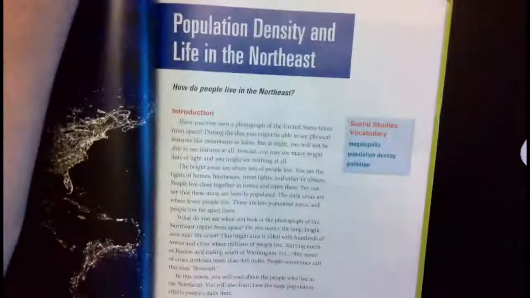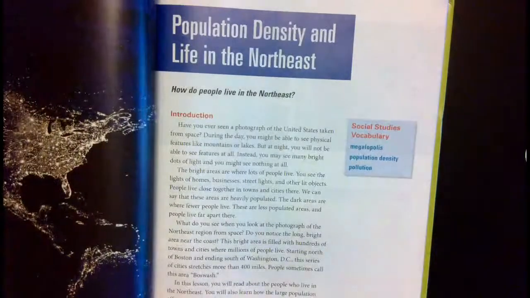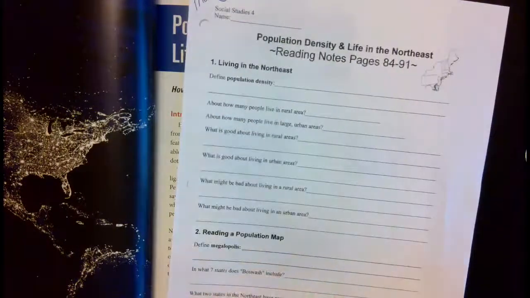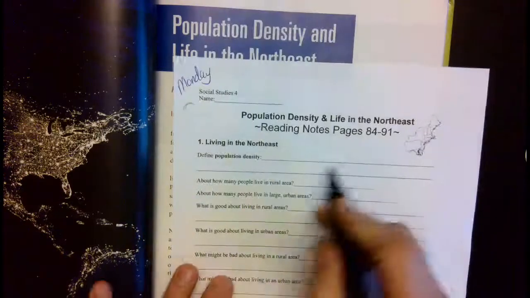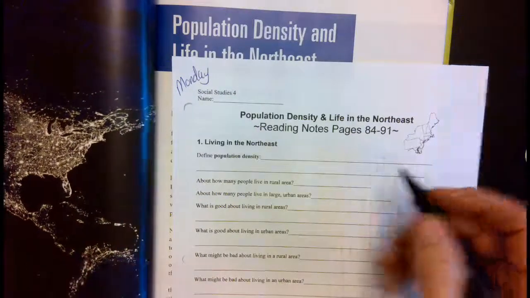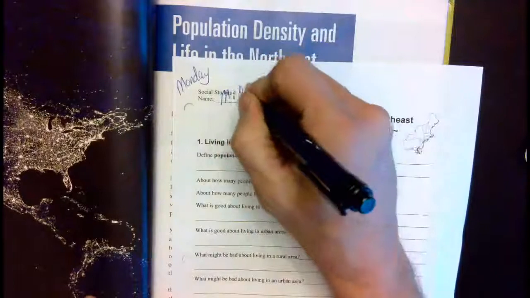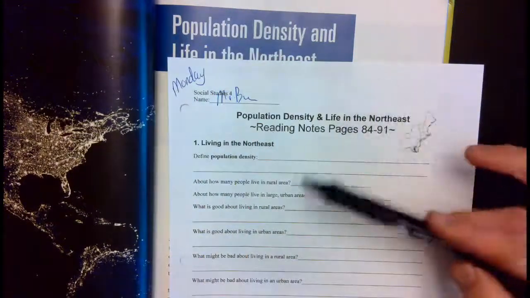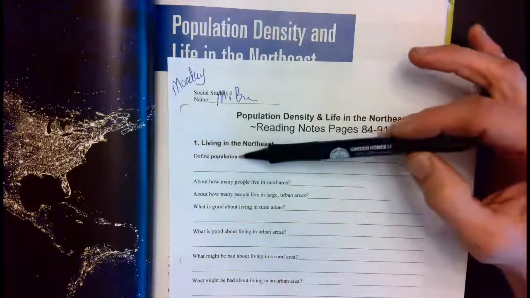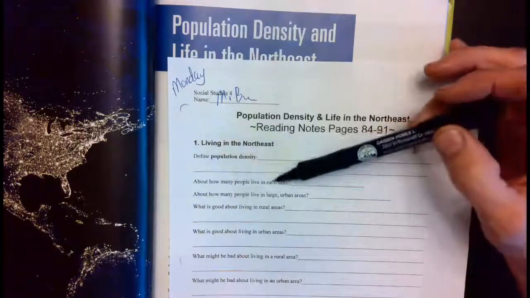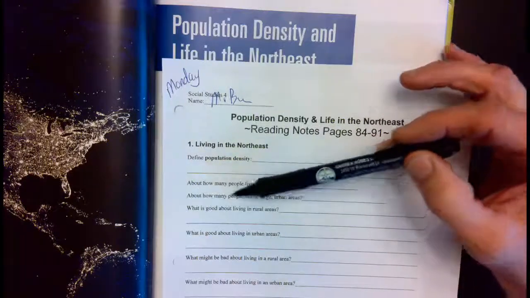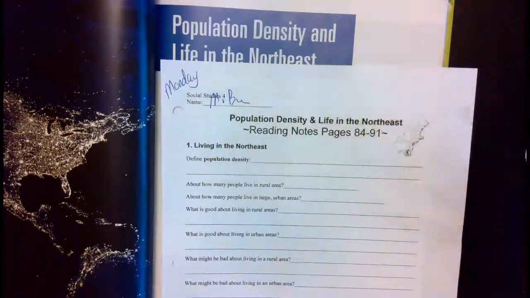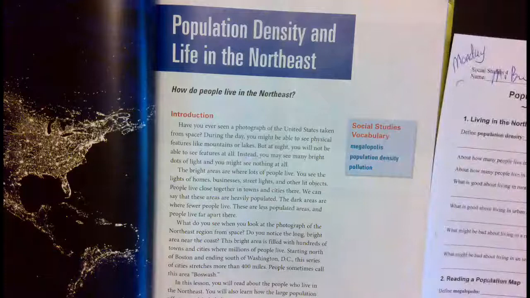You need your TCI account, or you just watch it on the video. And if you pull out your Monday assignment, it's actually just reading notes. We're going to take these notes as we go in class today. Start with your name. All right, so we're going to read first and then fill in as we go. Define population density, how many people live in rural areas, about how many people live in large urban areas, and then we're going to compare and contrast those.